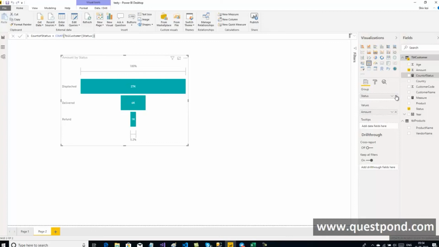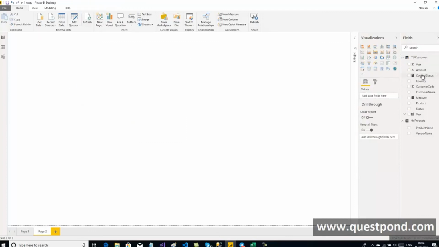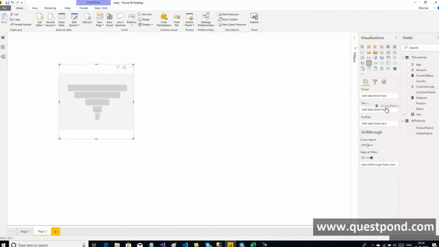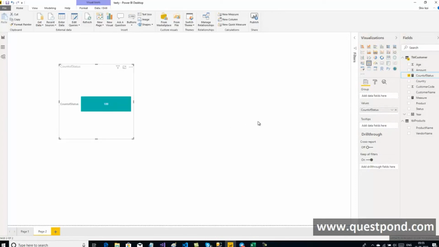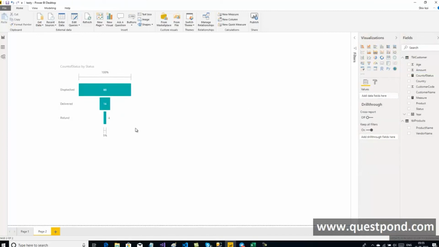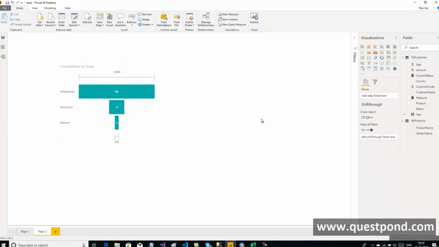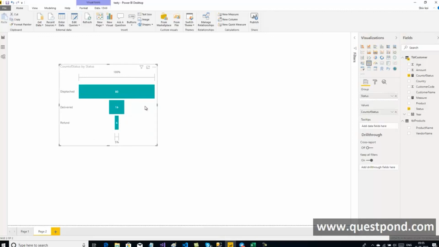So let me again put this funnel graph here, right? And I will say that the values are now count of status, right? So over here we have 100 data, and this is the status for the grouping, right? So now here you can see the exact values as well, right? I've created a measure here called count. So we had 80 orders which are dispatched. From that, 16 have been delivered and 4 are refunded, right? So funnel graph actually helps you to see the progressive reduction of data.